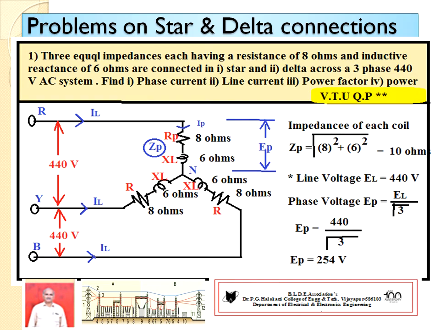Line voltage EL equal to 440 volts. Then which type of connection is there? Number 1, it is a star connection. Then we have to use the star connection relations. Phase voltage equal to EL by root 3. EP equal to 440 by root 3. So we are getting 254 volts.